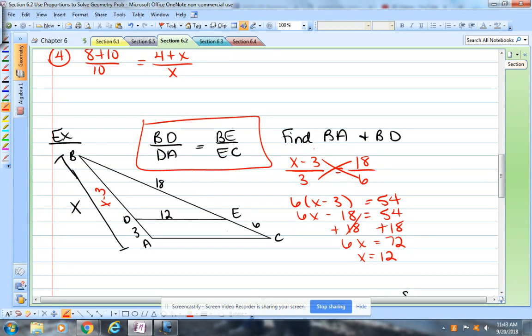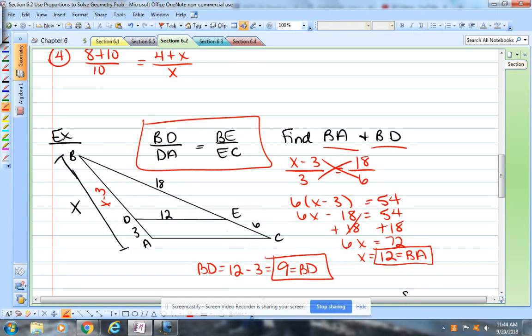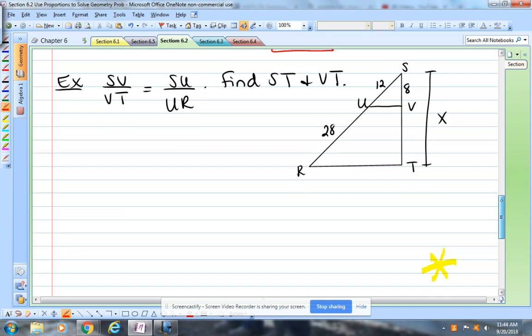But they want me to find the length of segment BA and segment BD. Well, BA is the length of x, so that is 12. So there's that one. And BD is going to be x minus 3. So BD is going to be 12 minus 3, which is 9 units. So I found the length of BA and the length of BD. All right, let's do one more example.